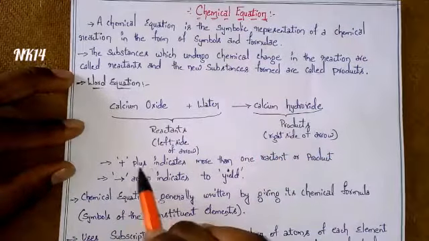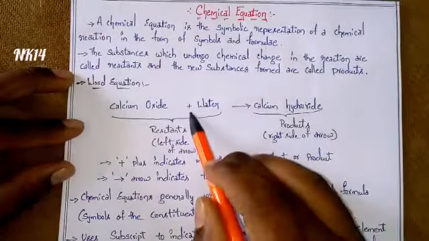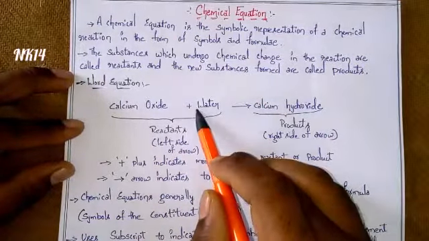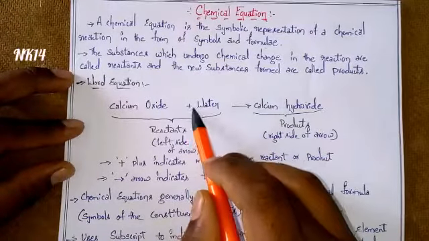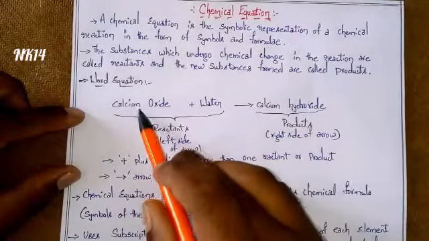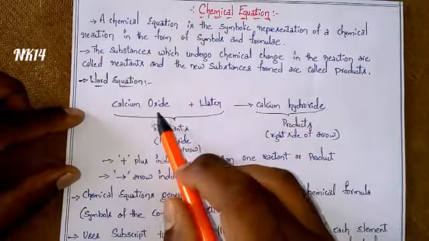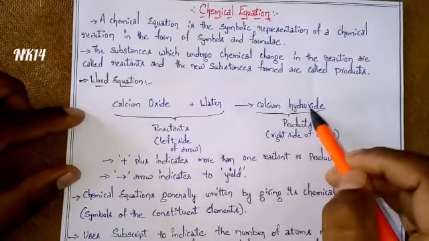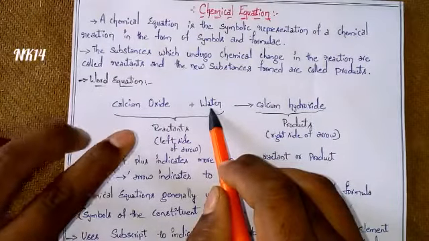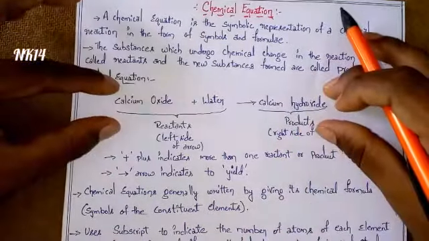And see, the plus symbol indicates more than one reactant or product. If you observe this equation, we can see a plus symbol. This plus symbol says that if there is more than one reactant or more than one product, the plus symbol is used to add them. Next, the arrow indicates yield, meaning gives, like calcium oxide plus water gives calcium hydroxide, or we can say calcium oxide plus water yields calcium hydroxide. So these both are the reactants involved in the reaction, and a new product is forming, which is called the product. This is a small, simple chemical reaction.